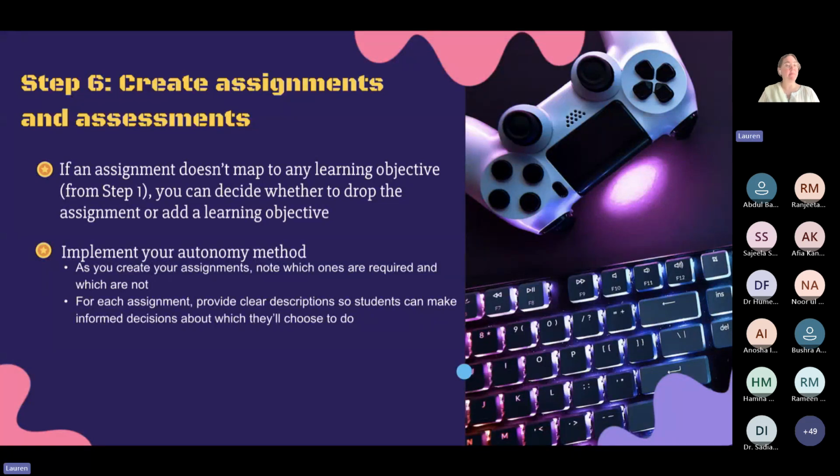And then when you're creating the assignments, you'll implement your autonomy method that you chose. So maybe which assignments are required and which are not, or for each assignment, you'll provide clear descriptions so that students can make informed decisions about which they'll choose to do. So if you're choosing that you'll let students choose some assignments to finish out of a number of assignments, then you will want to give students information that helps them choose which assignment they're going to do.